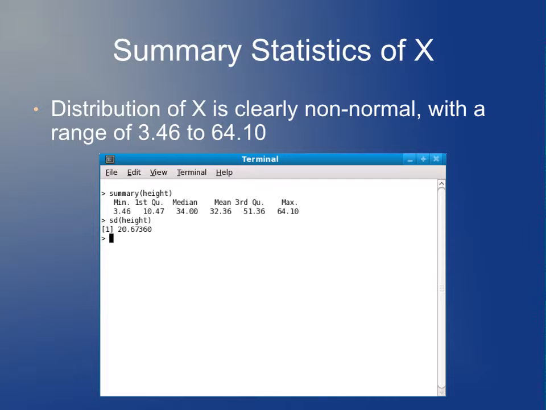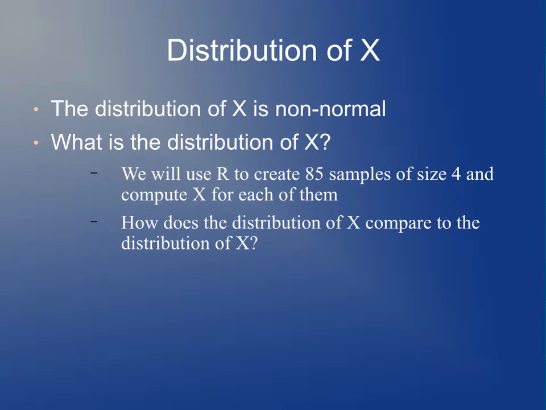If we take a summary of the heights of these loblolly pine trees in R, we see that it has a range from about 3.46 to 64.10 feet. I believe the units here are in feet. And roughly symmetric, but clearly non-normal due to multiple peaks. So the distribution of the original data x is non-normal.